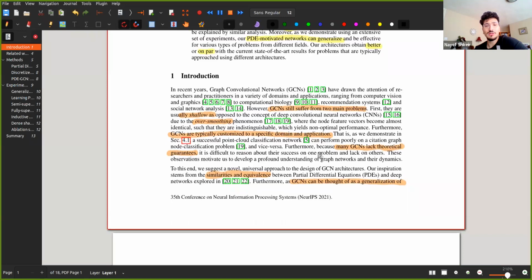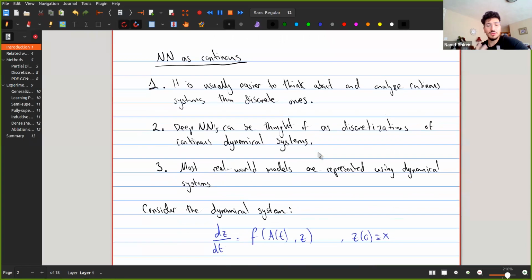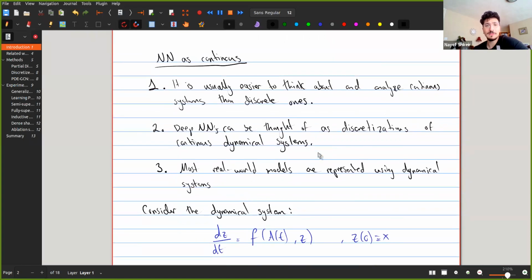At first, I thought it would be good to motivate why you would want to think of neural networks in a continuous setting. I could only think of three points quickly, and I wrote them down here. First, it's easier to think about and analyze continuous systems than discrete ones. Not that it's better, but it's easier to think about, right? Second, deep neural networks can be thought of as discretizations of continuous dynamical systems. The famous one is the ResNet, and it's been shown that CNNs are discretizations of PDEs.